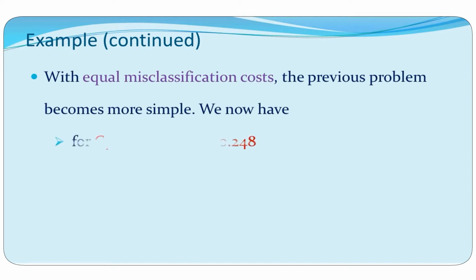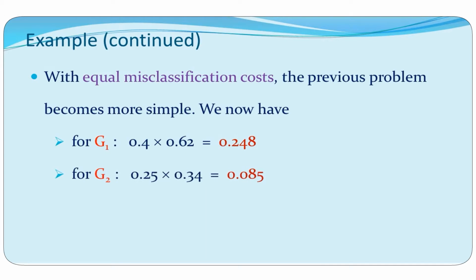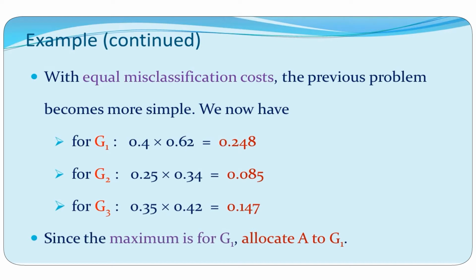What happens to our example? We say that the same problem now becomes much simpler. So we need to just calculate for G1 the probability of coming from G1 into the ordinate at x for G1, which is 0.62, and we get the value 0.248. Similarly for G2 we get 0.085, and for G3 we get 0.147. And now we see that the maximum is for G1, which is 0.248, and hence we allocate A to G1.